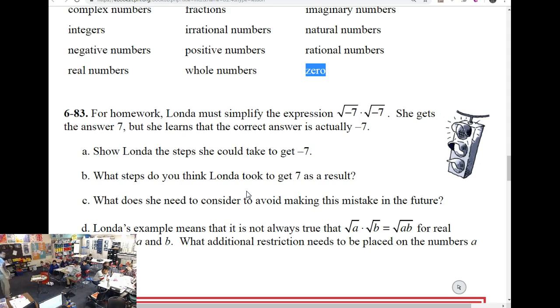Londa multiplies square root of negative 7 with square root of negative 7, and she thinks it is 7. So we all know why Londa's wrong, right? Multiplying two identical radical terms just removes the radical. This is one of those mistakes some of you might make, and we should talk about it.